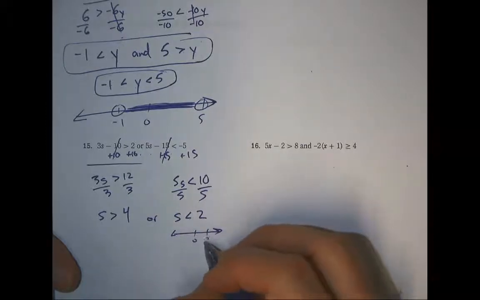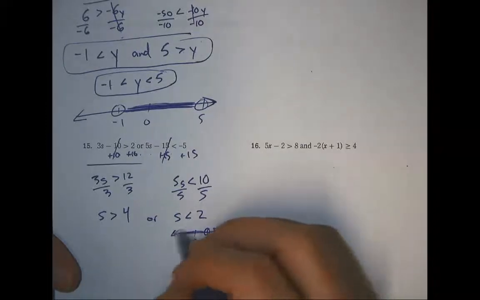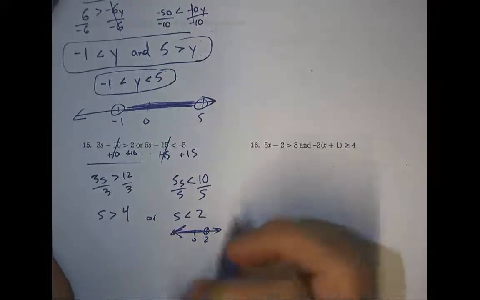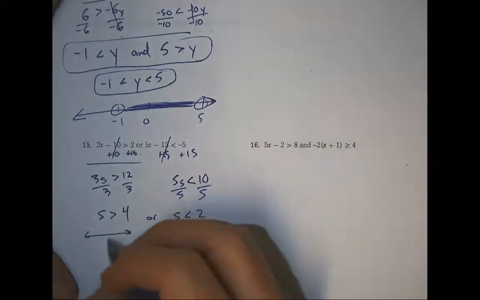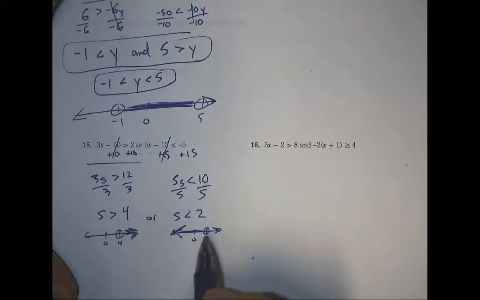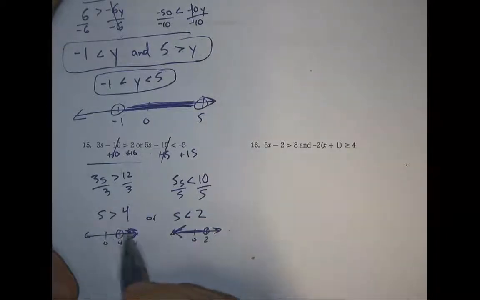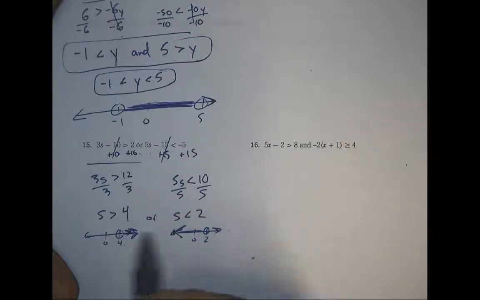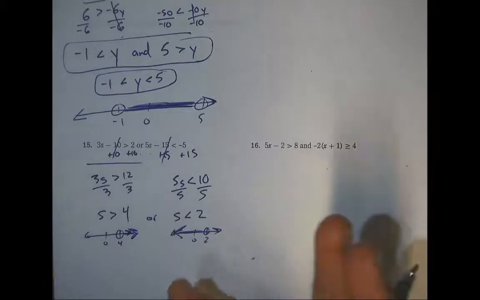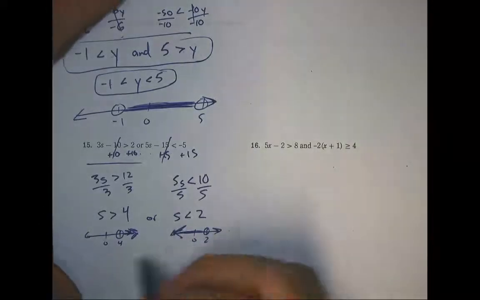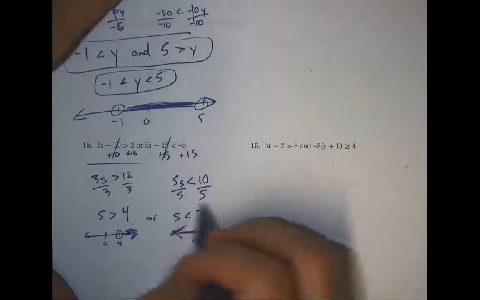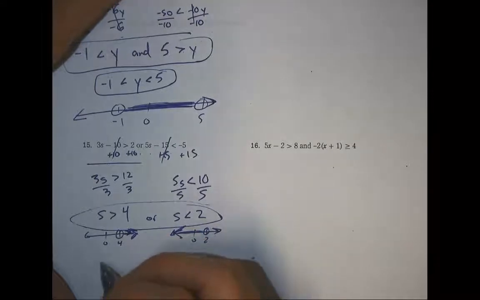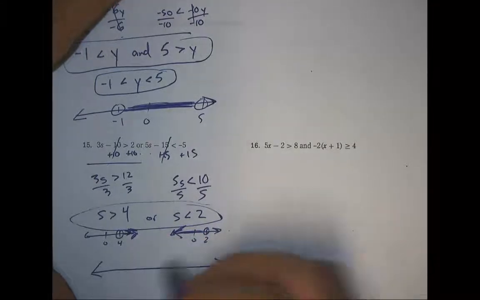Here's 0. Here's 2. S is less than 2. This one. Here's 0. Here's 4. S is greater than 4. These will never overlap. 4 is up here. It's going this way. 2's down here and it's going this way. So if this was an and statement, it'd be no solution because none of these numbers overlap. But it's an or statement. Both can be true separately because it's an or statement.